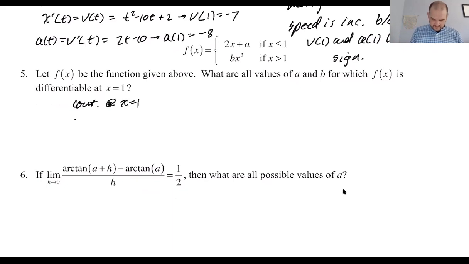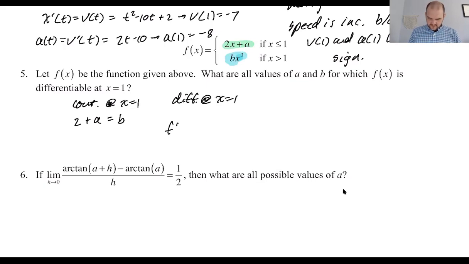So I'm just going to say 2 plus a, so I subbed 1 in here, should be equal to, so that's basically the limit as x approaches 1 from the left equals f of 1 equals 2 plus a. And that needs to equal the limit as x approaches 1 from the right, which is going to involve using this branch. And so that'll just be b. So 2 plus a equals b.